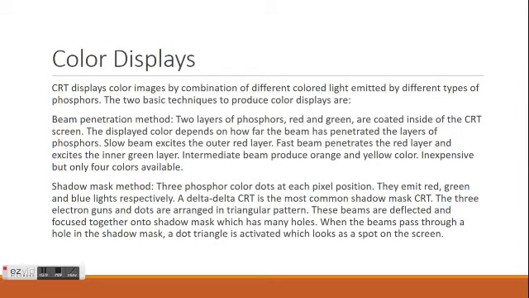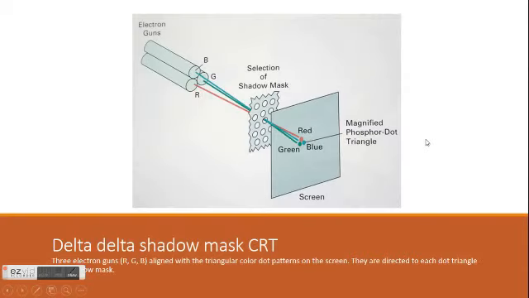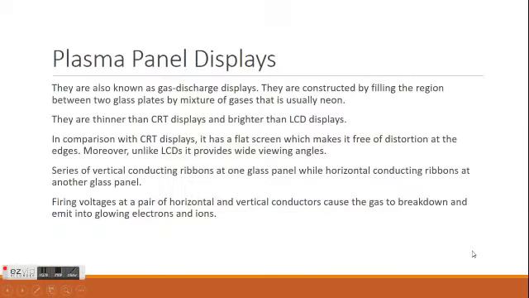A delta-delta CRT is the most common shadow mask CRT. So this is a delta-delta shadow mask cathode ray tube, and you can see there are 3 electron guns of RGB and they are aligned with the triangular color dot patterns on the screen. They are directed to each triangle by a shadow mask.